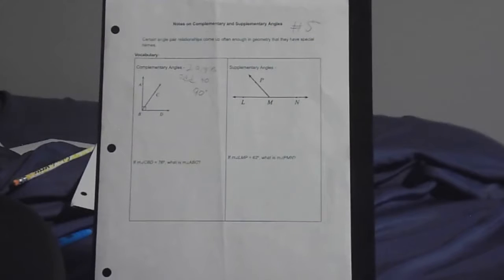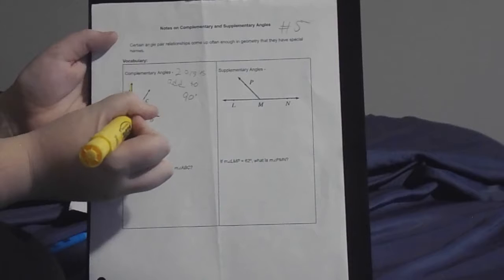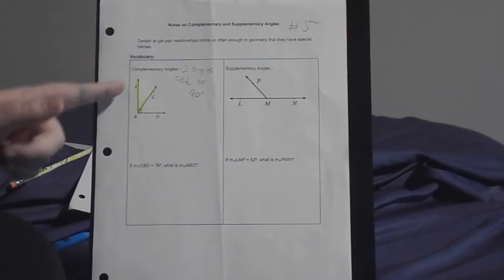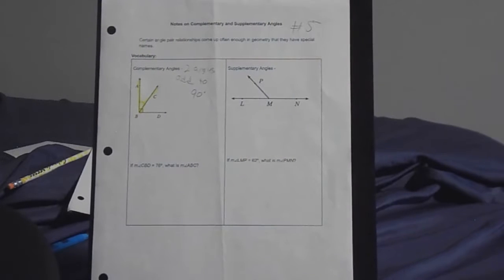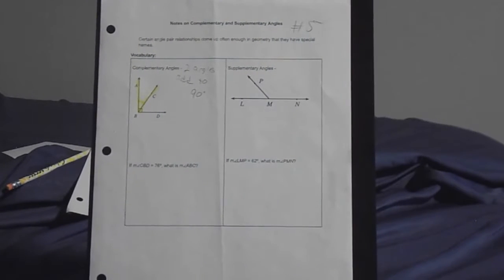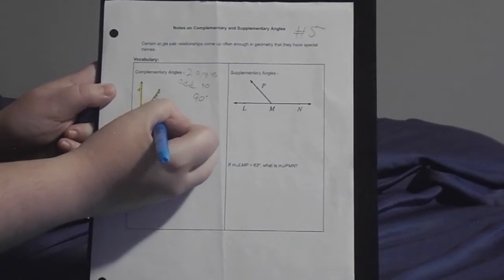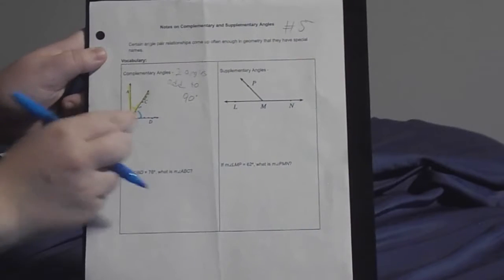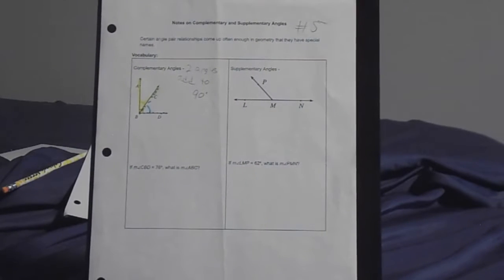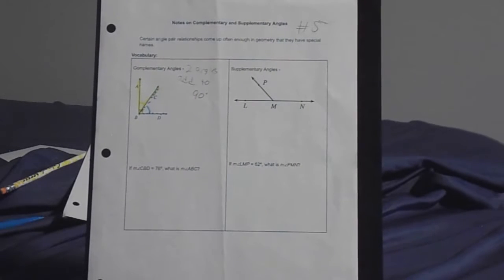Remember, 90 degrees is a perfect square, right? So this angle here, angle ABC, you see that little square in there? With this angle here, angle CBD, when we put them together, you see how that made this perfect little square, this perfect little 90 degrees? That makes them complementary angles because they're complementary to each other.